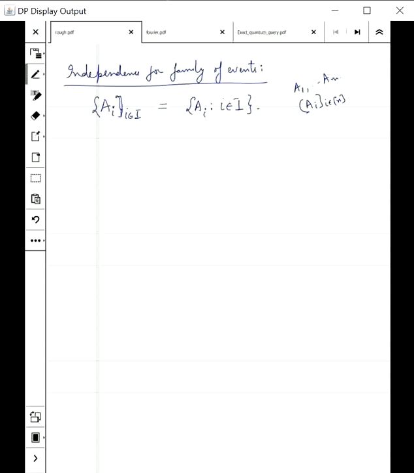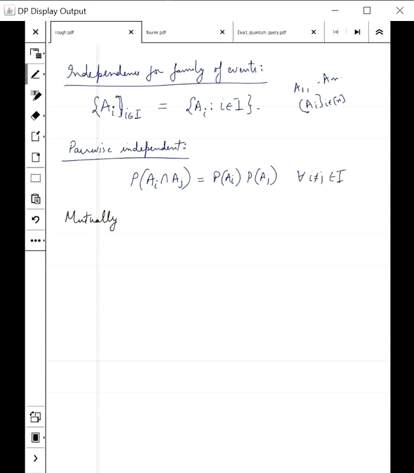The first natural definition is this family of events being pairwise independent. This says that if you look at any two events, they are independent. This seems very intuitive. So a family of events is pairwise independent if you pick any two events in the family, they turn out to be independent. They do not relate to each other.